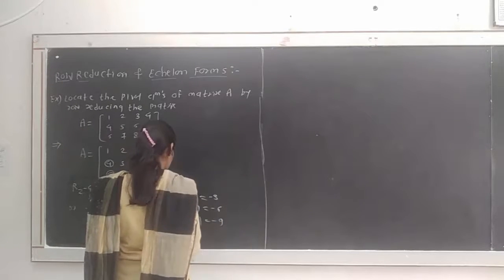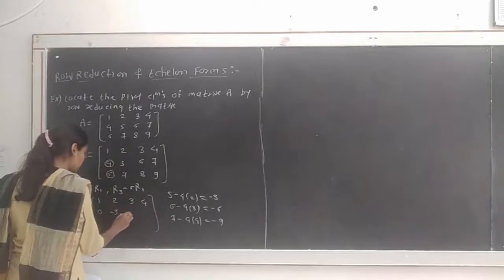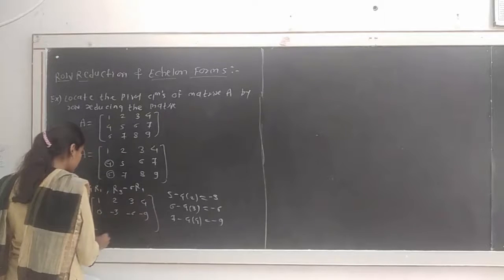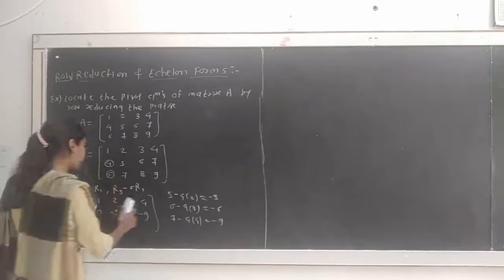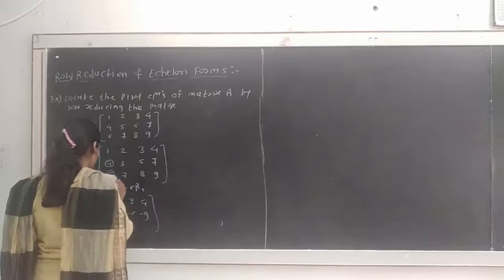Okay, next. So we have to get these entries. We write these entries here: minus 3, minus 6, minus 9. And then the next operation, that is we find the third row using this row operation.